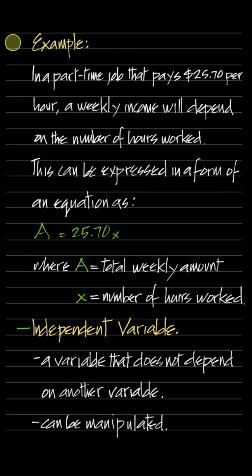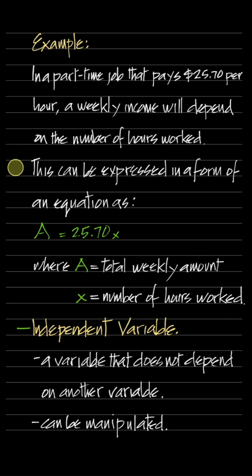This is a quick example of where you have a dependent variable. Let's take, for example, a part-time job that pays $25.70 per hour. Then a weekly income, since some companies pay their employees on a weekly basis, will depend on the number of hours worked for that week.